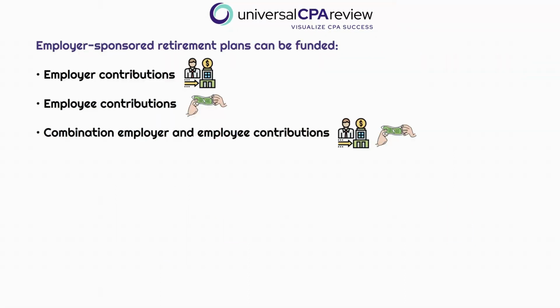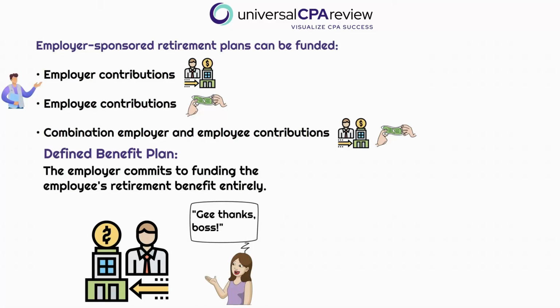So let's dive a little bit deeper into these employer-sponsored retirement plans. And let's specifically understand now how they are funded. So employer-sponsored plans can either be fully funded by the employer, the employee, or a combination of both. In a defined benefit plan specifically, these are typically funded by the employer as the sole contributor. So they commit to funding the employee's retirement plan entirely, and the employee doesn't have to contribute to receive the defined benefit upon retirement. So it's a one-sided affair where the employer takes on the financial responsibility.